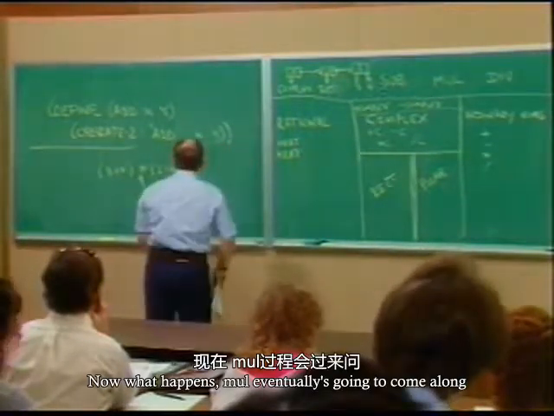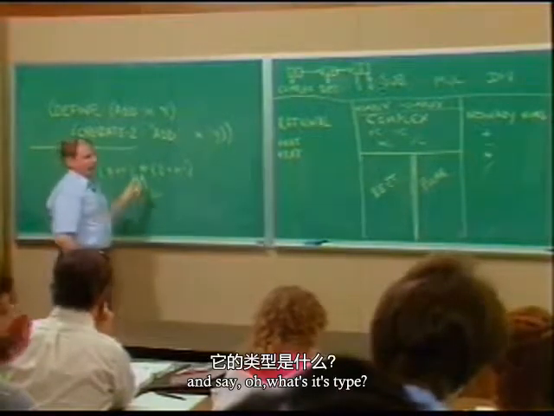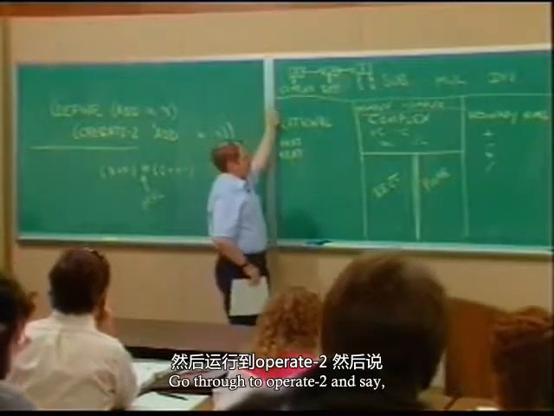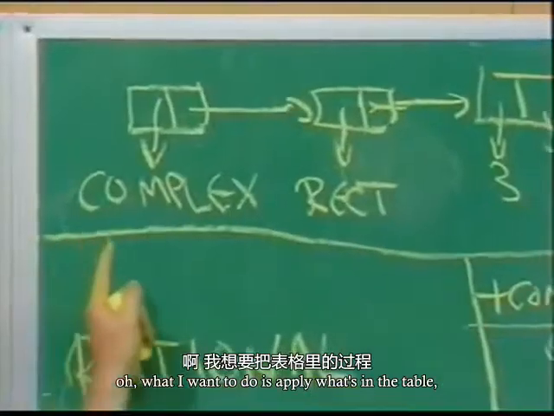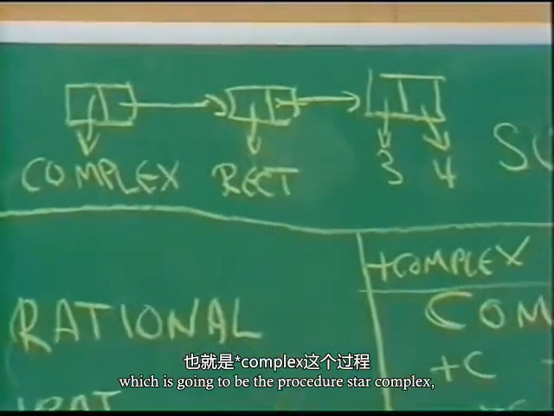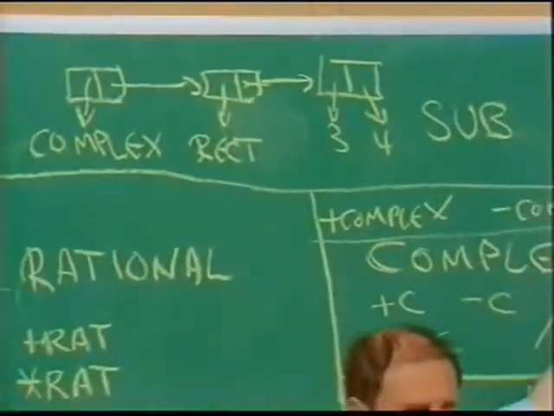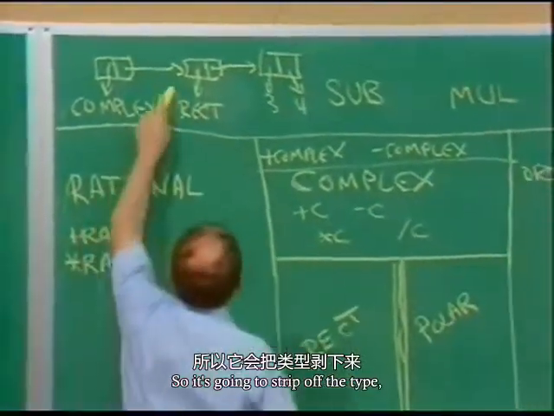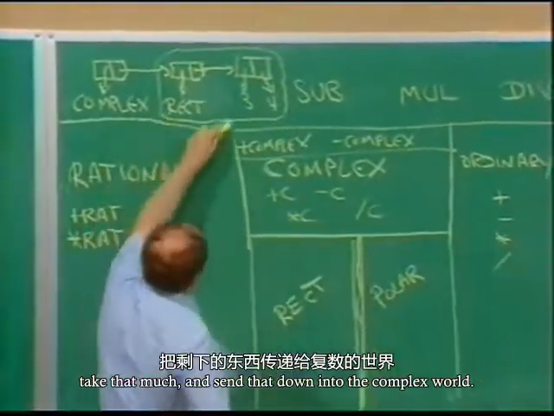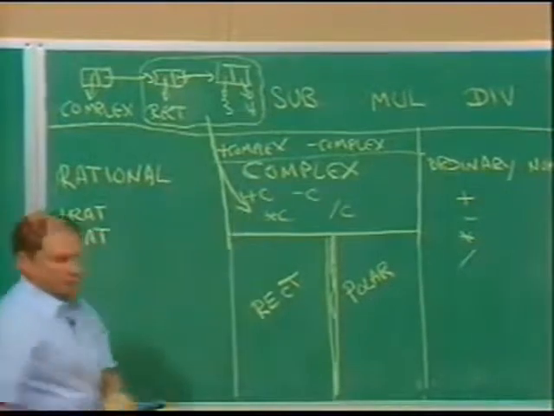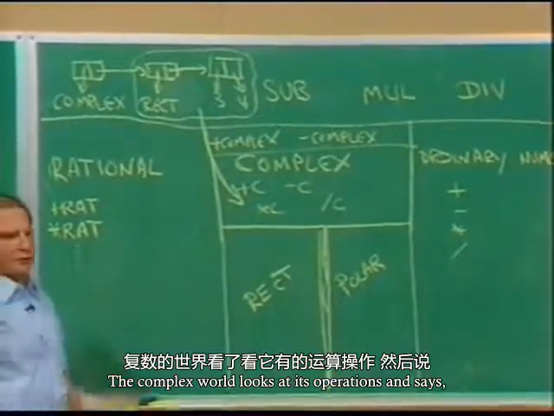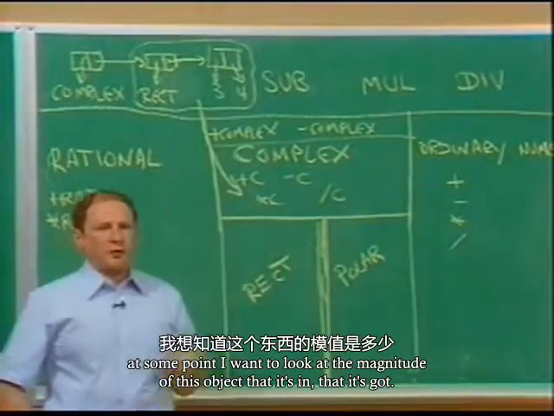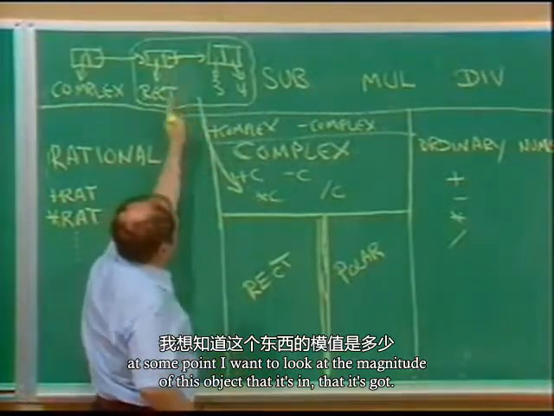Now what happens? Mul eventually is going to come along and say, oh, what's its type? Its type is complex. Go through to operate 2 and say, oh, what I want to do is apply what's in the table, which is going to be the procedure star complex, on this thing with the type stripped off. So it's going to strip off the type, take that much, and send that down into the complex world. The complex world looks at its operations and says, oh, I have to apply star C. Star C might say, oh, at some point I want to look at the magnitude of this object that it's got.